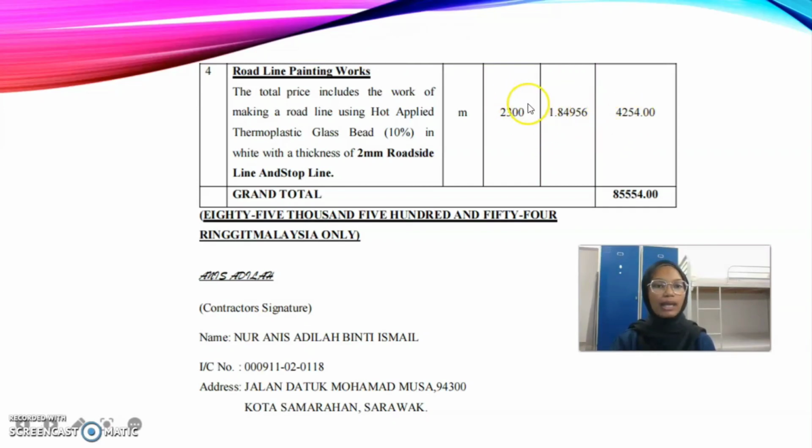So we just multiply with 2,300. So we will get the total 4,254 ringgit. So for the total cost, we just need 85,554 ringgit Malaysian only for our project.